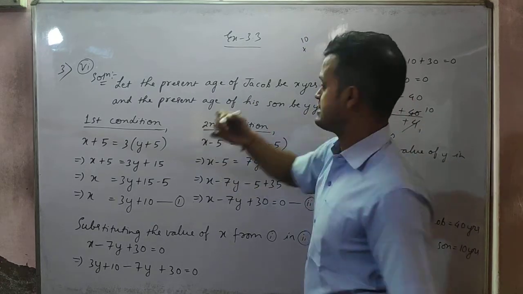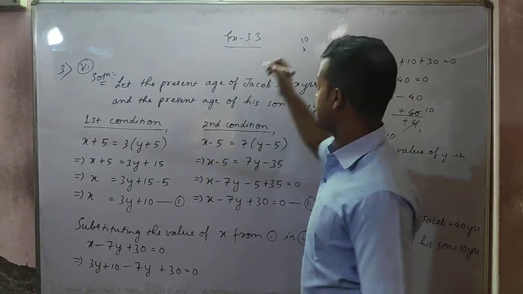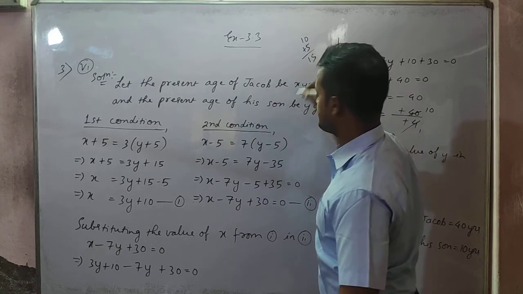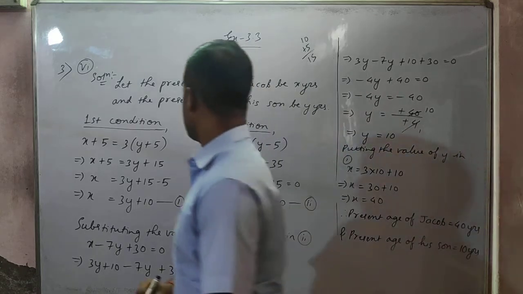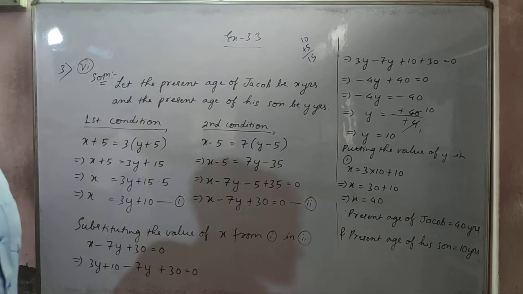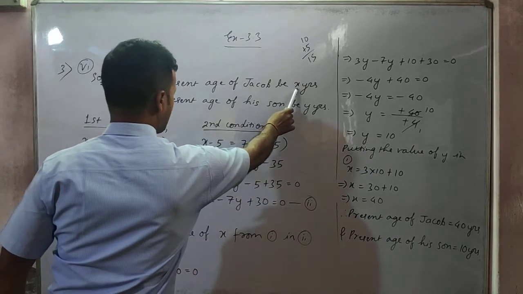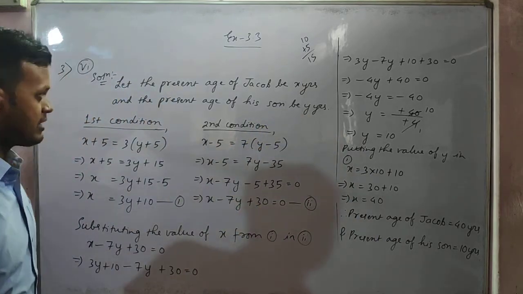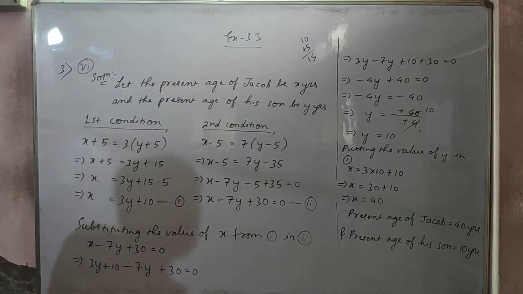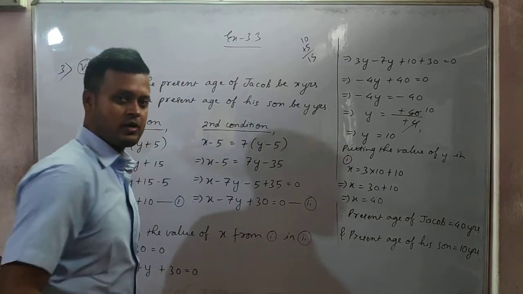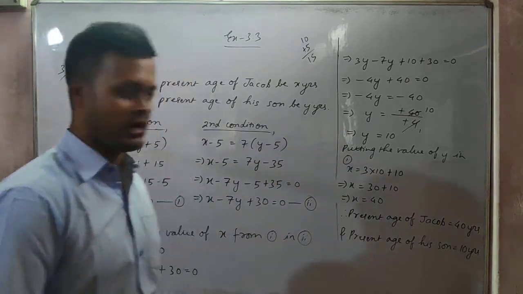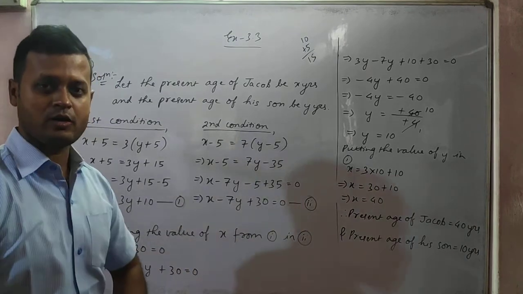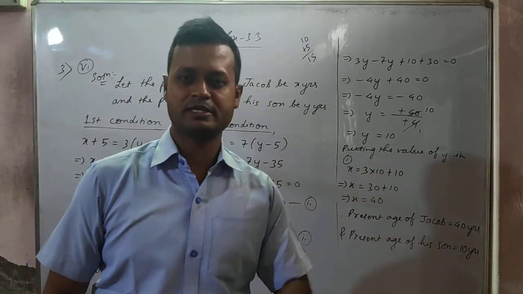What will be his age or her age after 5 years? 10 plus 5, that is 15. Understood? So if the present age of Jacob is x years, students, what will be his age after 5 years? X plus 5. If the present age of his son is y years, what will be his age after 5 years? Y plus 5.